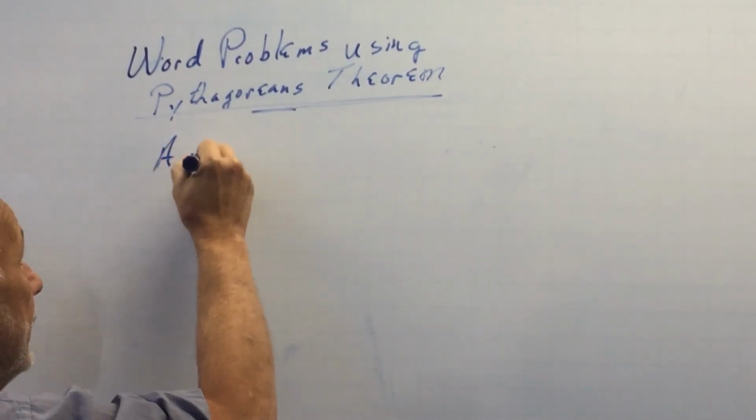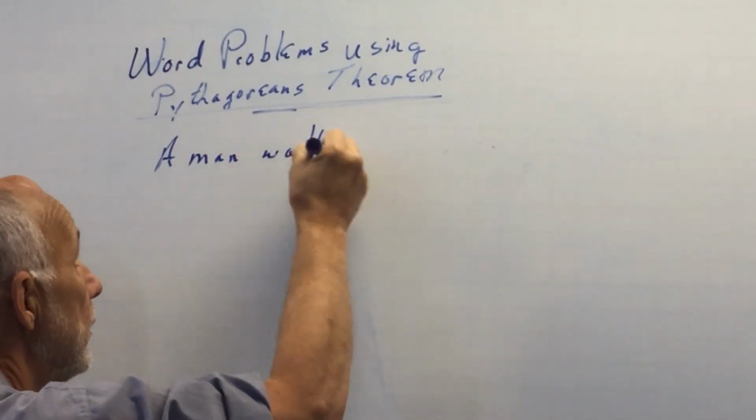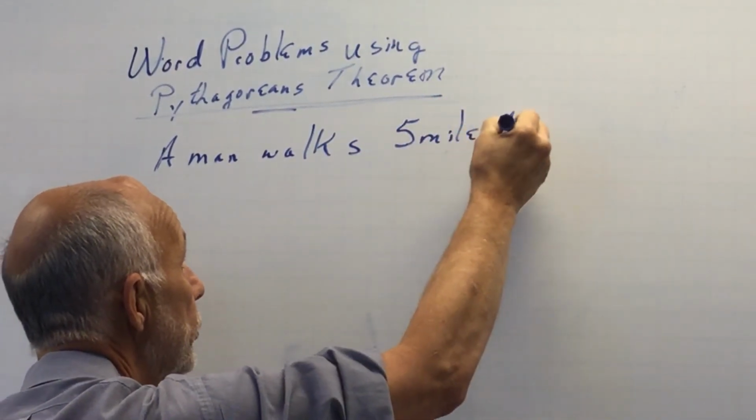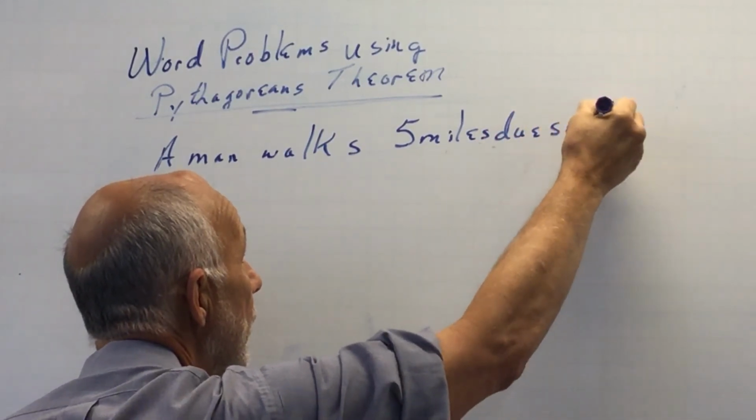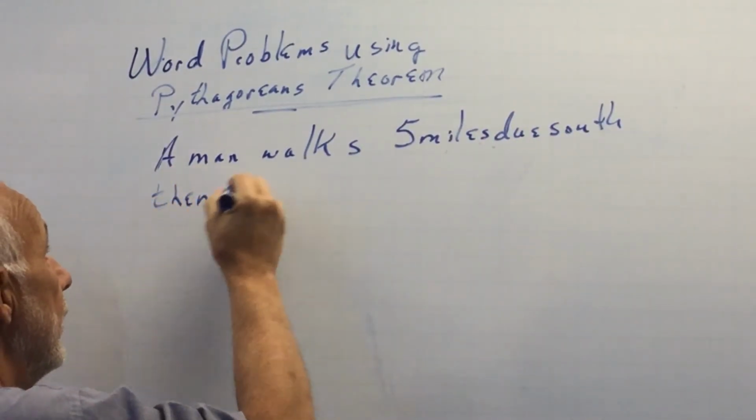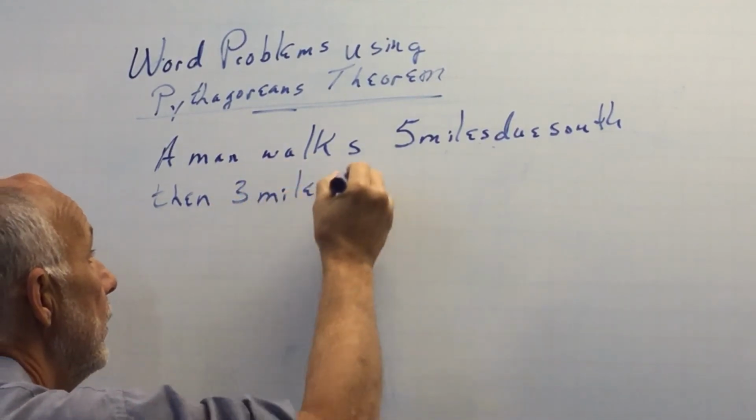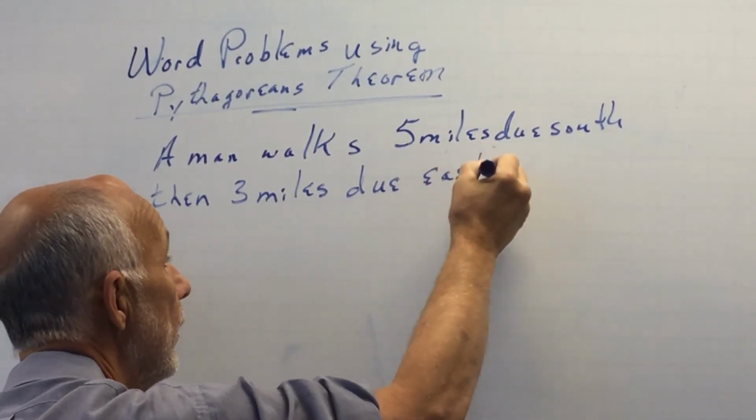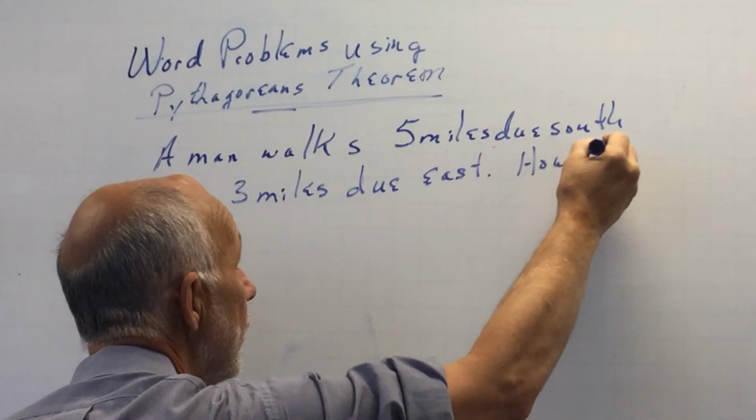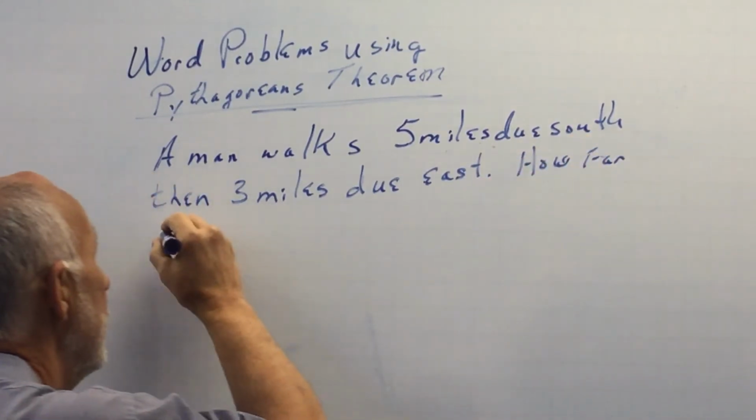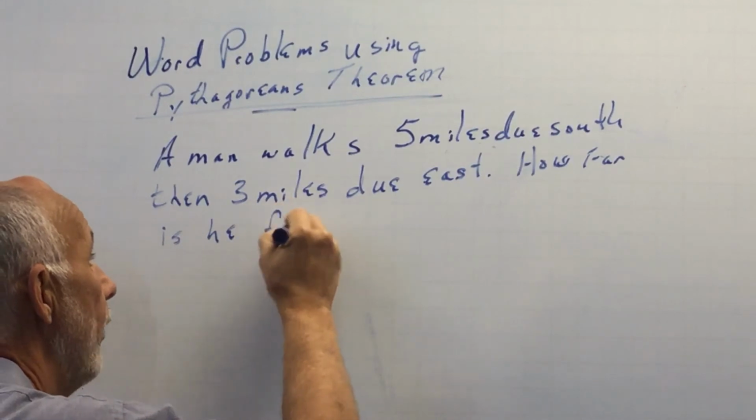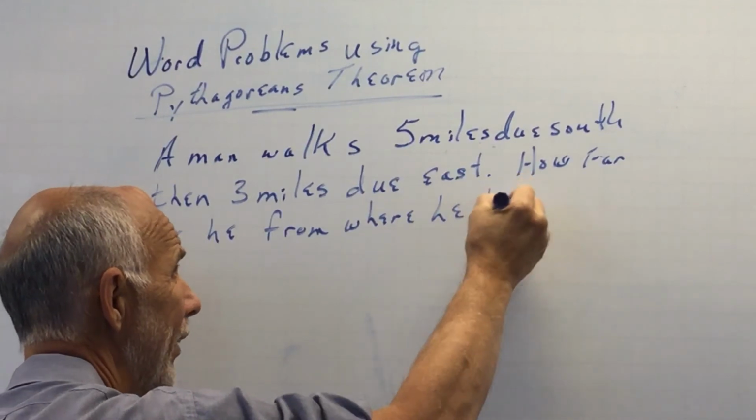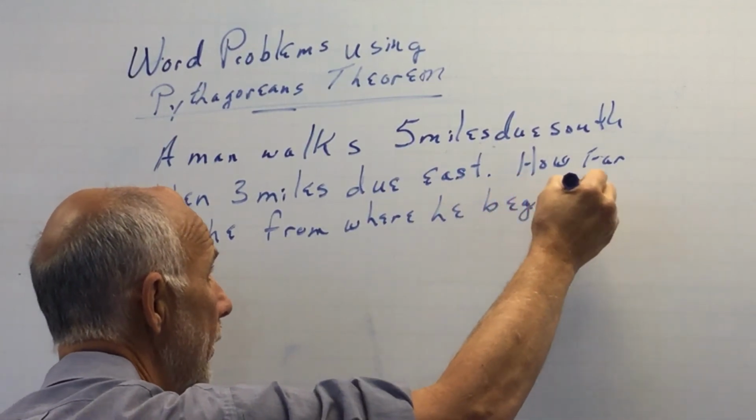Let's say a man walks 5 miles due south, then 3 miles due east. How far is he from where he began? Now again, when people see this problem, they go, Mr.